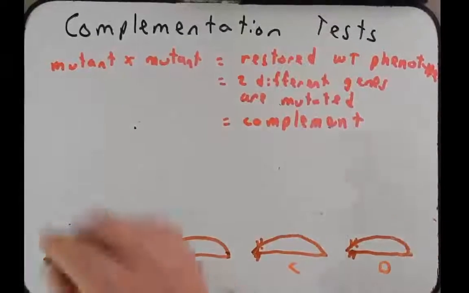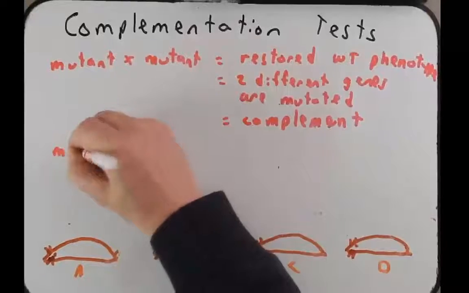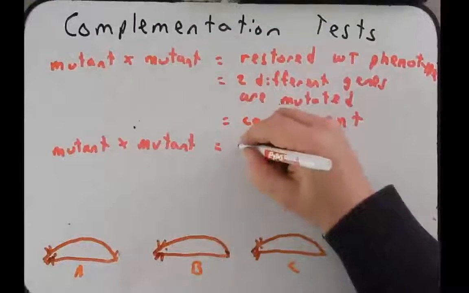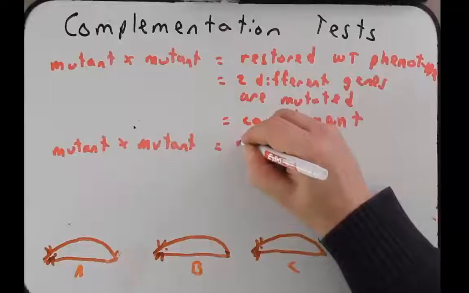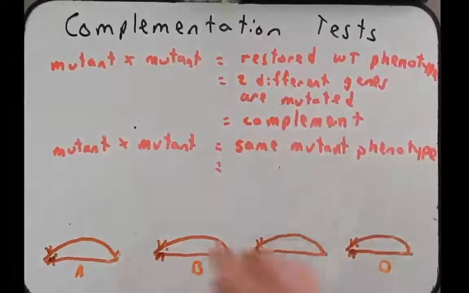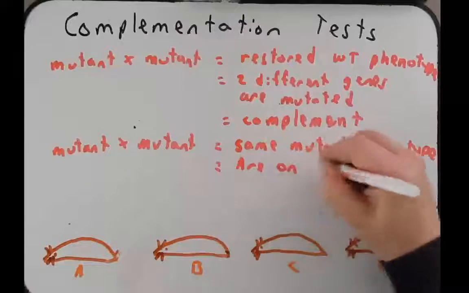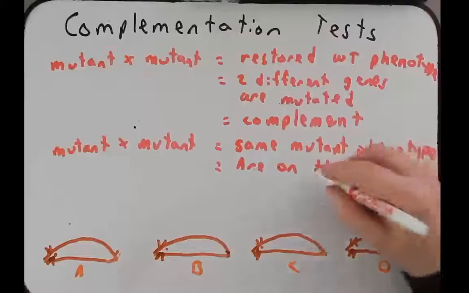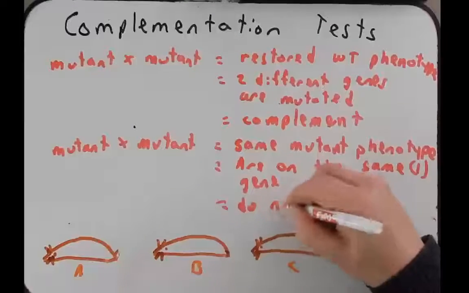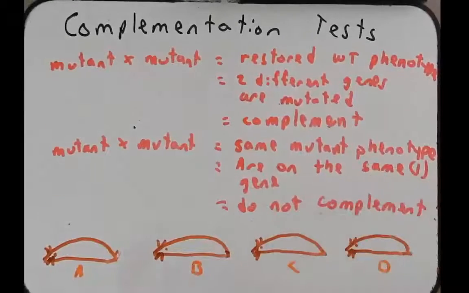Now, the alternative is if we take a mutant times another mutant of the same phenotype, and as a result the progeny all have the mutant phenotype. We say that these mutations are on the same gene, so one gene. We say they do not complement. So by doing a complementation test, we're going to cross these different mice and determine if they are represented by one or multiple genes.